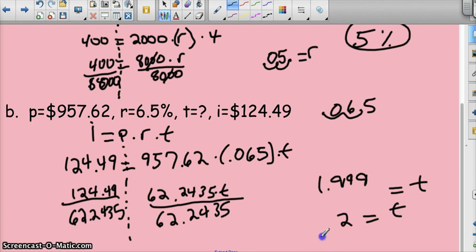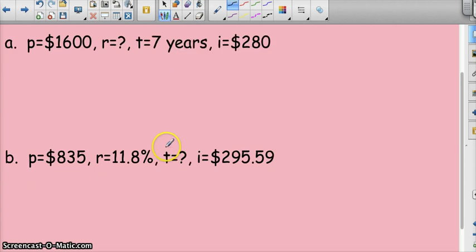So the amount of time it was in the bank was 2 years. Make sure you label your years and your percentage. That's how we take care of these style of problems. We're going to tack on a couple more just to make sure we've got it.